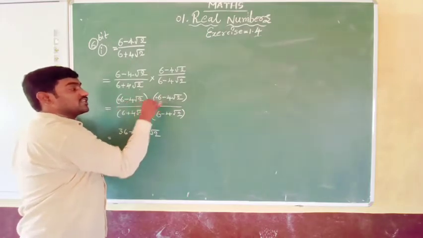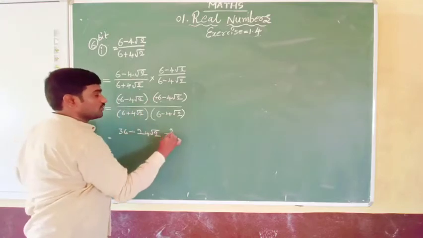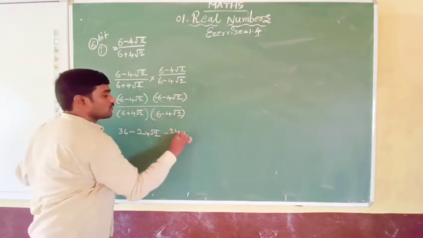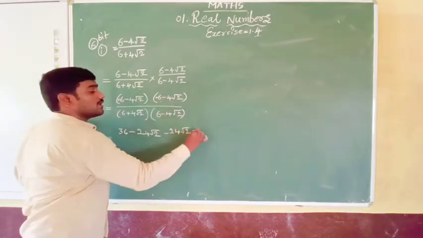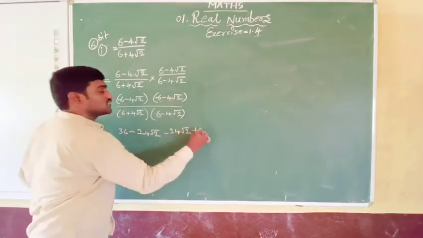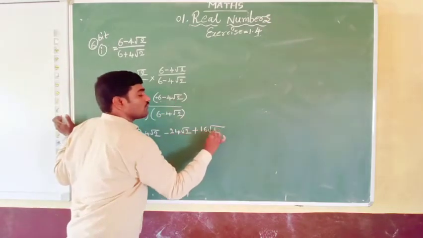Minus here, what is there? There is a plus. Minus into plus is minus. 4 6s are 24. What is there here? Root 2. 24 root 2. Minus into minus there is a plus. 4 4s are 16. Root 2 into root 2, that is under root of 4.